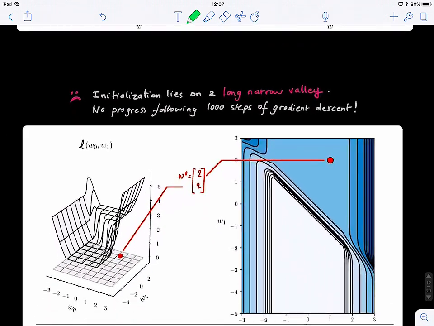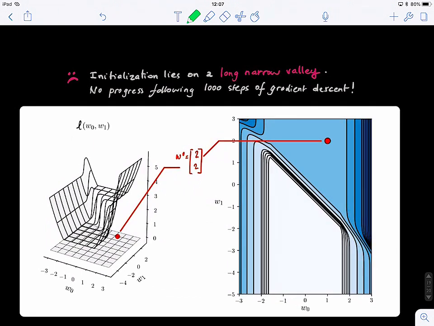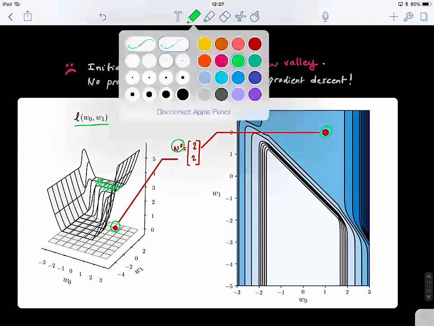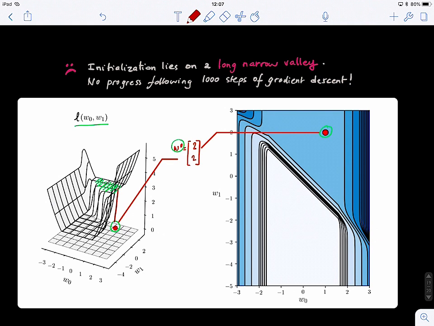And also, for example, this is the last example. So we have our initialization for our loss function right here. This is our W0. And you can see that even after 1,000 steps, this point has not moved. It was stuck. Why? Because we have a long, narrow valley. So you can see it right there. Our point is somewhere here, and it did not move at all because it's so flat. The gradient has already vanished, right?